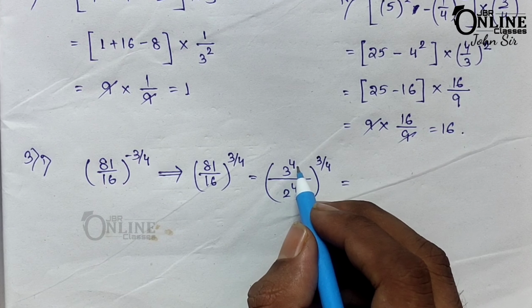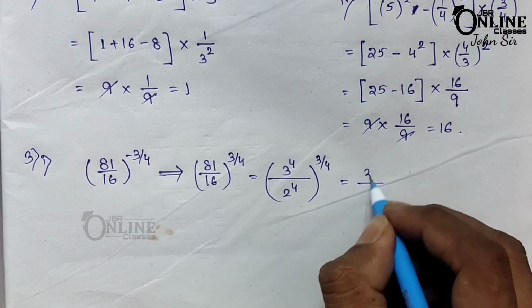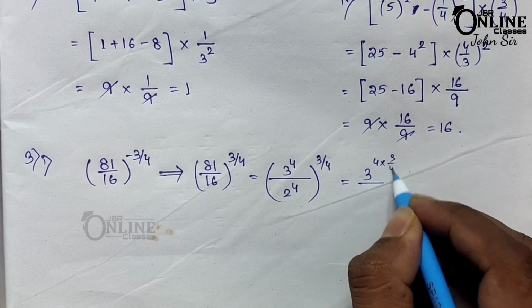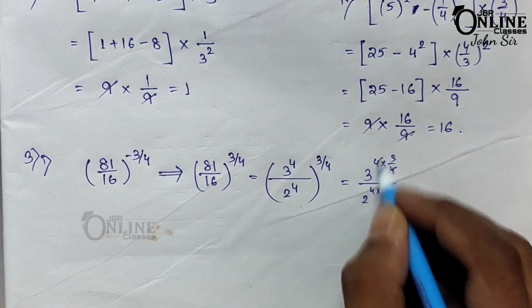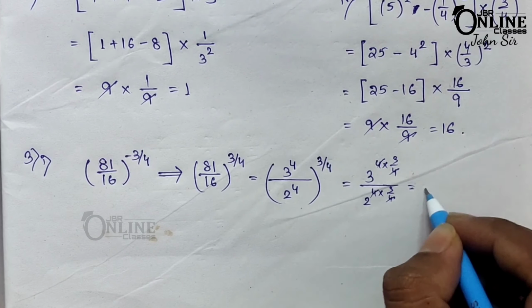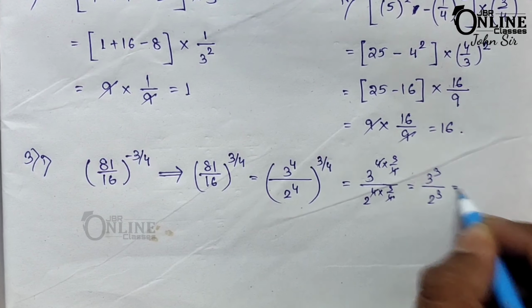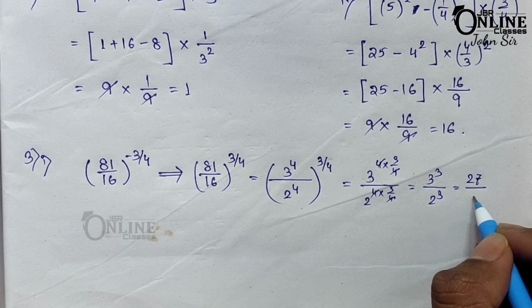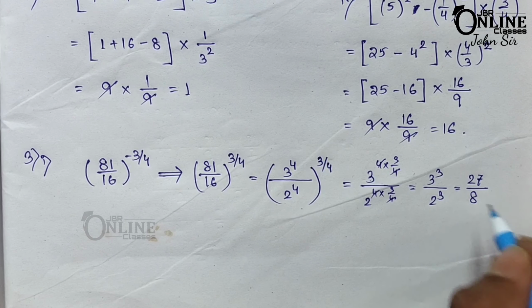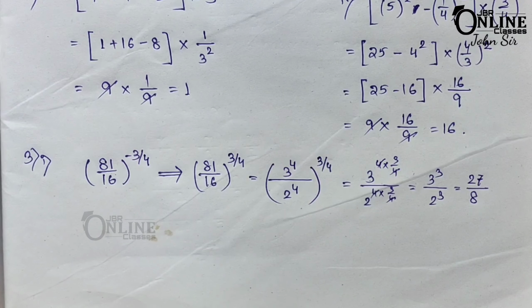Now as here 3 to the power 4 into 3 by 4, so 3 to the power 4 into 3 by 4, and here also 2 to the power 4 into 3 by 4. So 4 cancel out, here 4 cancel out. So 3 to the power 3 by 2 to the power 3. 3 to the power 3 means 27 and 2 to the power 3 means 8. So 27 by 8 is the multiplicative inverse of this one.